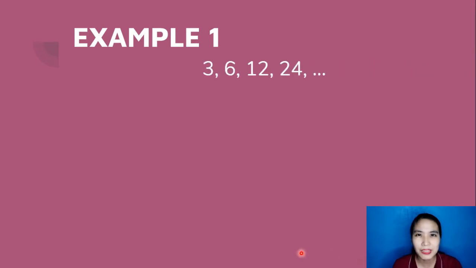Let us have examples. Example number 1. The given geometric sequence is 3, 6, 12, 24, and so on. From this sequence, our a sub 1, or first term, is equal to 3. Our a sub 2, or second term, is equal to a sub 1 times r, or the first term times the common ratio. How are we going to get the common ratio?